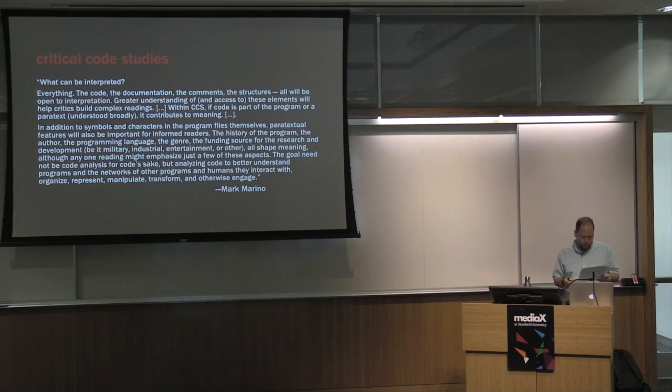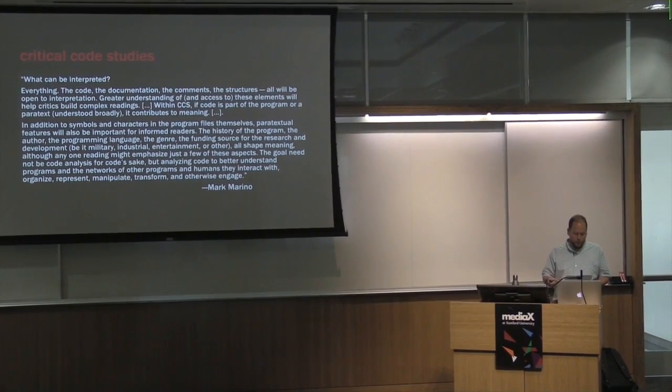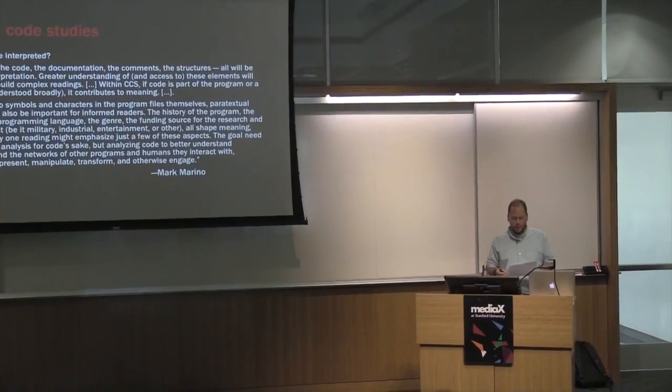Within critical code studies, if code is part of the program or a paratext understood broadly, it contributes to meaning. In addition to symbols and characters in the program files themselves, paratextual features will also be important for informed readers. The history of the program, the author, the programming language, the genre, the funding source for the research and development, be it military, industrial, entertainment, or other, all shape meaning, although anyone reading might emphasize just a few of these aspects. The goal need not be code analysis for code's sake, but analyzing code to better understand programs and the networks of other programs and humans they interact with, organize, represent, manipulate, transform, and otherwise engage.